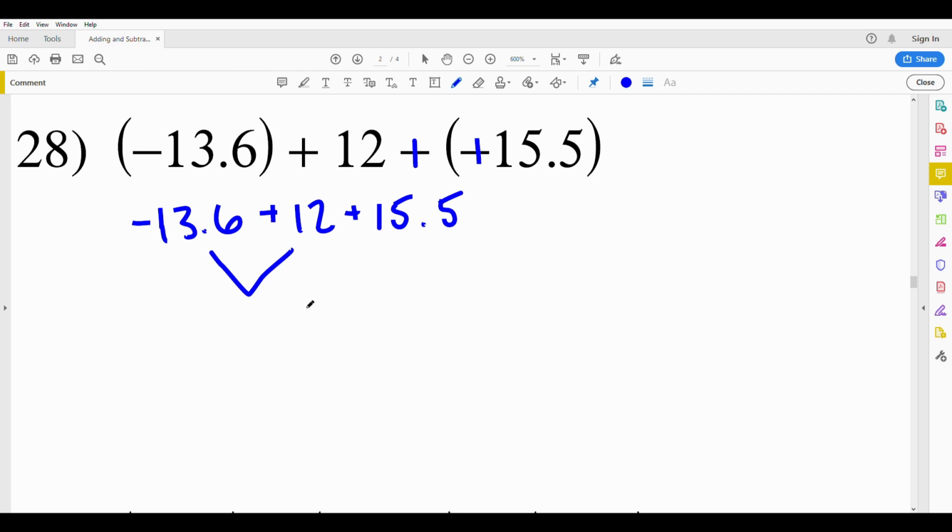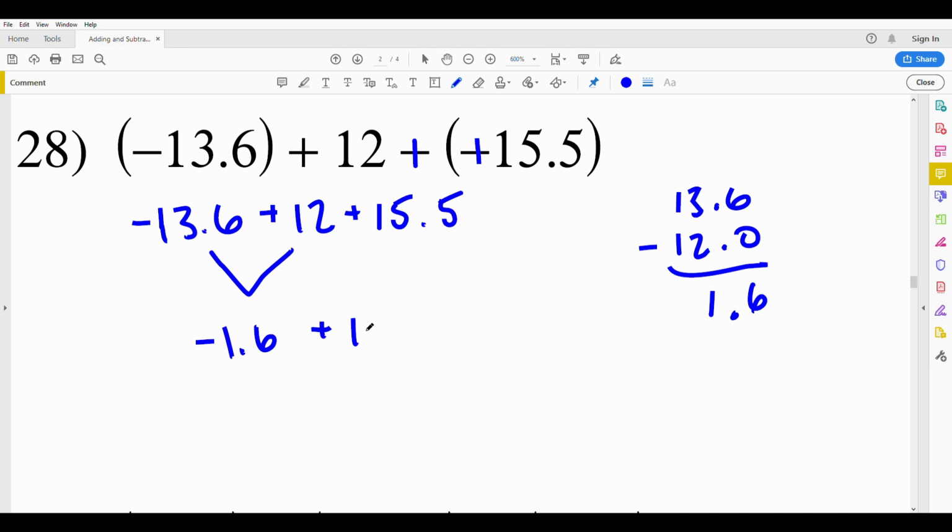So let's find that distance that we are to the left of 0. So I'll take 13.6 and subtract 12. So that's going to result in 1.6. And remember, that's the distance we are to the left of 0 still. So negative 1.6 is the result of adding negative 13.6 and 12.